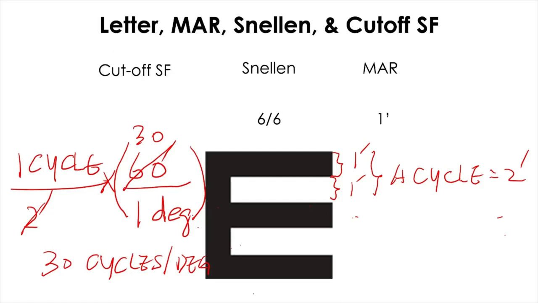And this is all you have to remember to calculate someone's high spatial cutoff frequency or the expected visual acuity, vice versa. The thing that you have to remember is that 6/6 vision corresponds to 30 cycles per degree. That's all you have to remember.